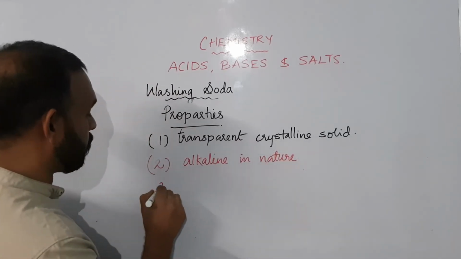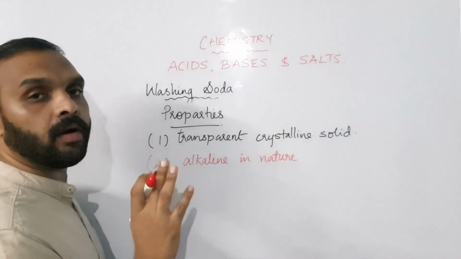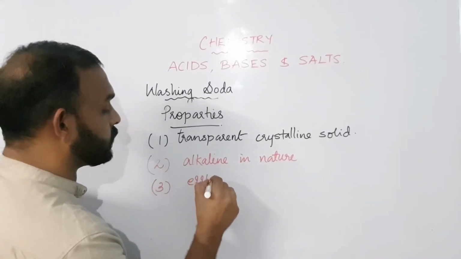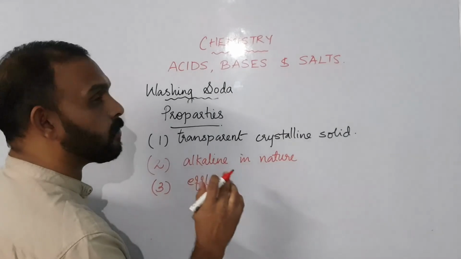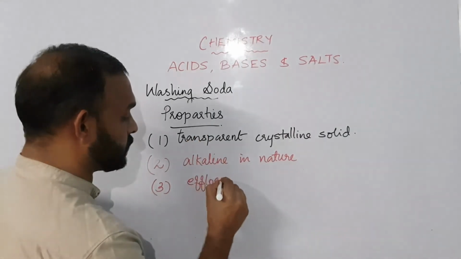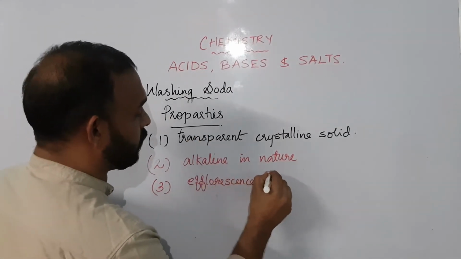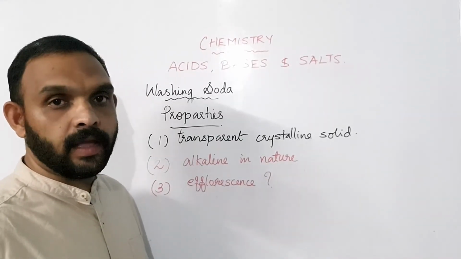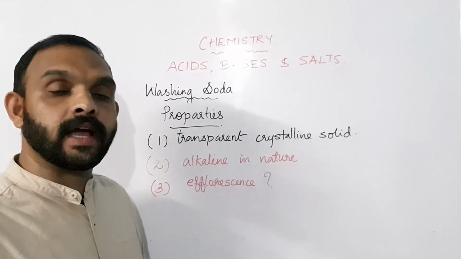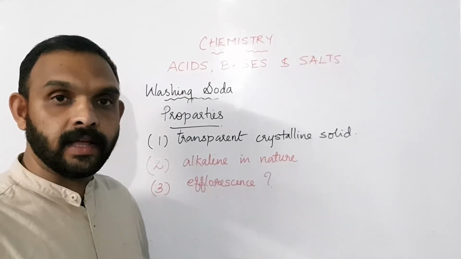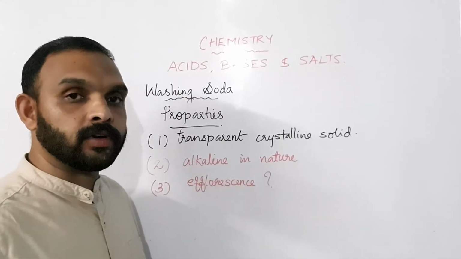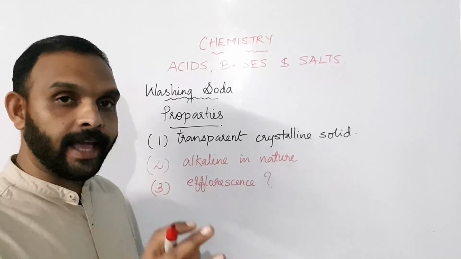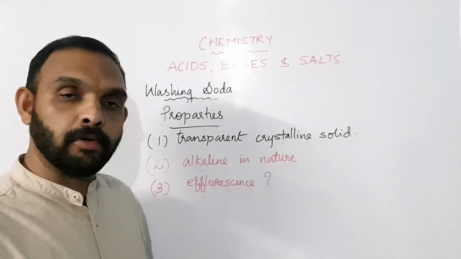Now its third property is very important. All of you should remember. It has an efflorescent property. Efflorescence. What is meant by this efflorescence? When washing soda is kept open in air for a long time, it will lose 9 molecules of water of crystallization and it will become another form of washing soda which we have discussed in the beginning, that is Na2CO3.H2O, that is sodium carbonate monohydrate.